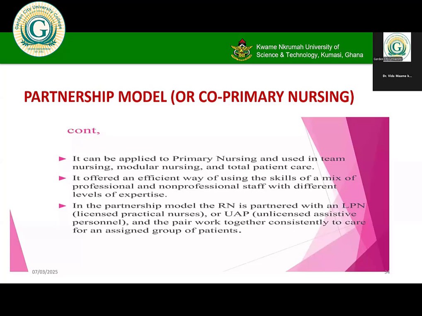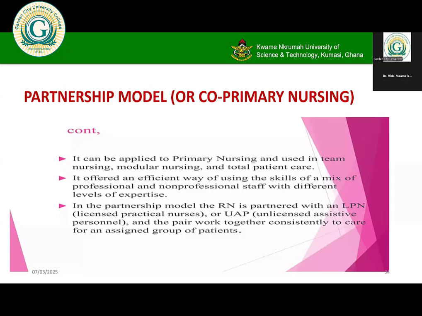But this one can be applied to primary nursing and used in team nursing, as you can see. It can also be used in team nursing where you have all our partners, and then we also form a team. But with this one, the team can be the partners. We have our partners, but we also have our co-primary people that can help us when the team is not around. So that is team nursing.